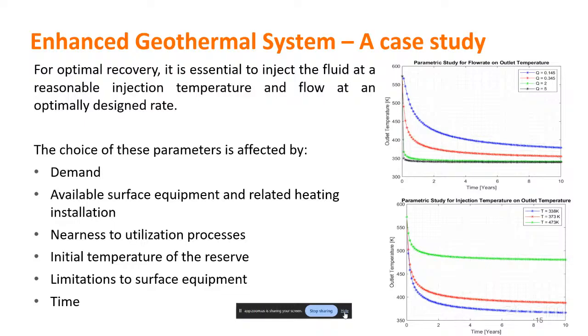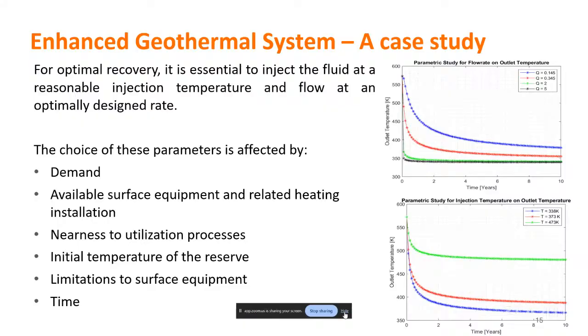But what also controls what flow rate you use is the demand, what is being demanded at the surface or by the company who needs the heat, available surface equipment and related heating installation, nearness to the utilization processes. So for this system, it's always better to have your utilization process closer to the system so you don't lose much energy in the transfer of the resource.